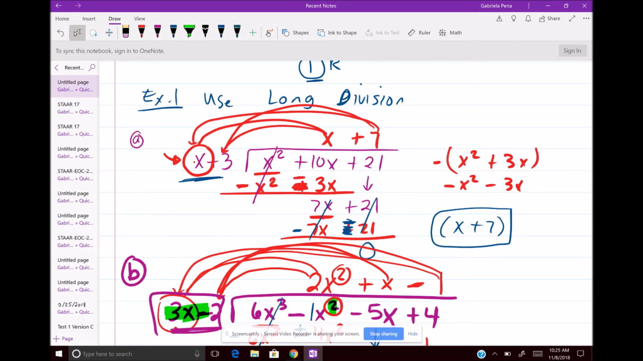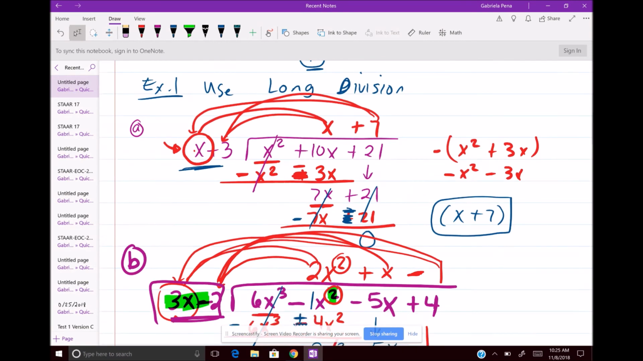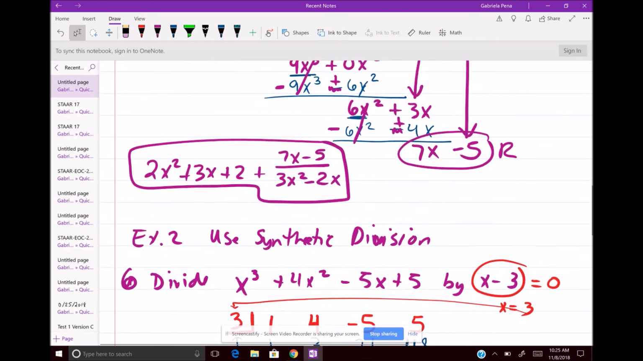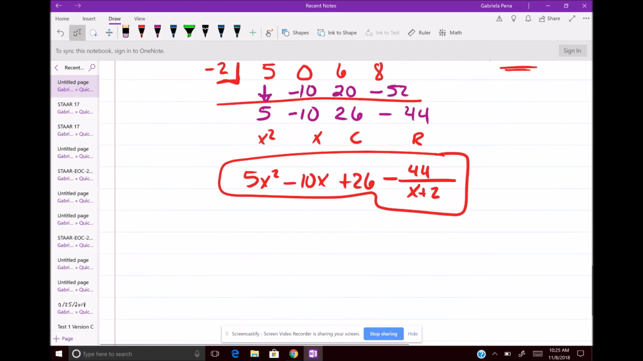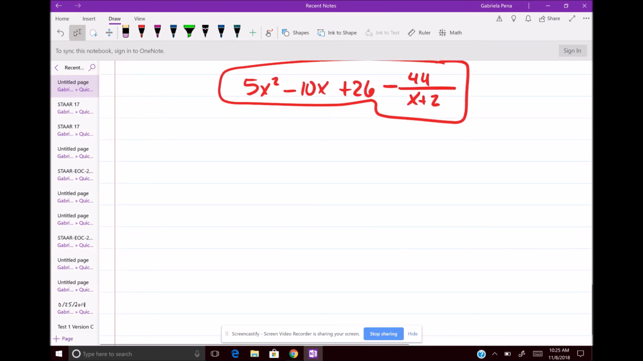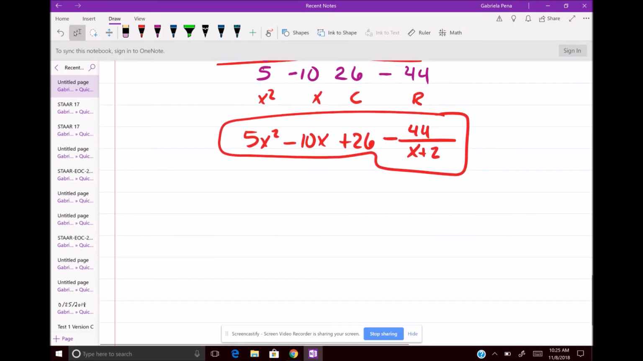Do you guys want to do it so you can see how you would get the same answer or not really? I have some people that say yes. What would be my numbers? 1, 1, 0 and what? 1, 1, 0, 21, and the number outside would be what? -3, right?